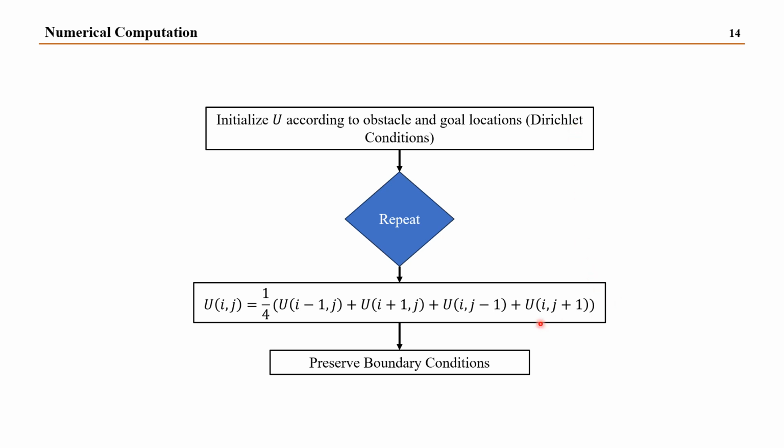Or we could just choose not to update at all any value at the boundary of the obstacle or at the goal location. So we just update the interior points. We could just do that. The main important step is just to preserve the boundary conditions. Then we just keep repeating.